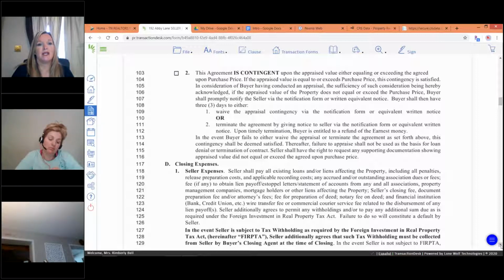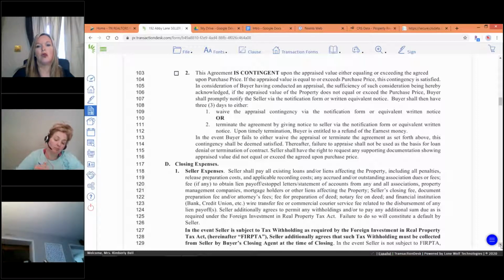Buyer shall then have 3 days to either waive the appraisal via the notification form or equivalent notice, or terminate the agreement by giving notice to the seller via the notification form or equivalent written notice. Upon timely termination, buyer is entitled to a refund of the earnest money. In the event that the buyer fails to either waive the appraisal or terminate the agreement as set forth, this contingency is deemed satisfied. Thereafter, failure to appraise shall not be used for the basis of loan denial.